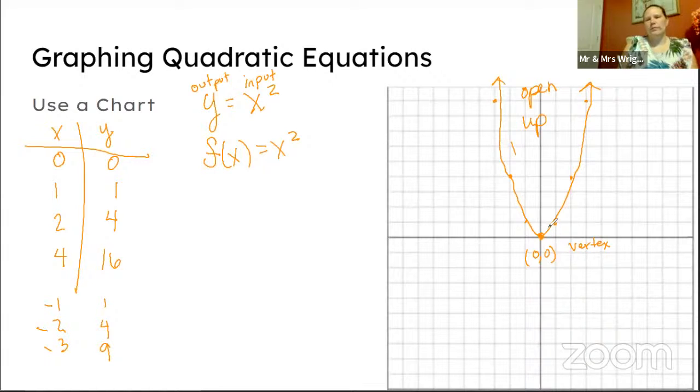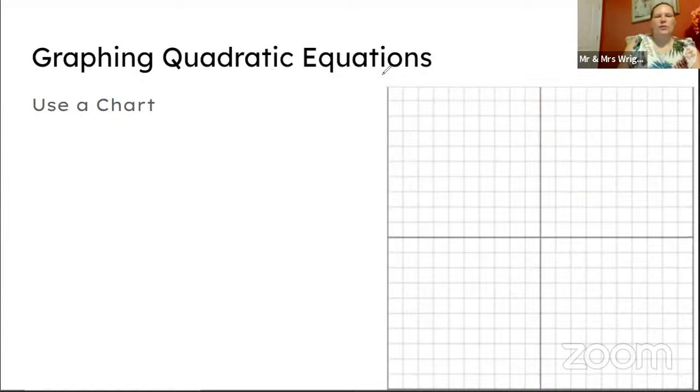And then what else? Oh, we have the axis of symmetry right here, right down the middle at x equals 0. What else do we see? So you can see on the axis of symmetry that these points are exactly symmetrical to each other. They're the same distance away from that axis of symmetry, right? So this is your standard quadratic parabola graph, what the standard formula would look like.